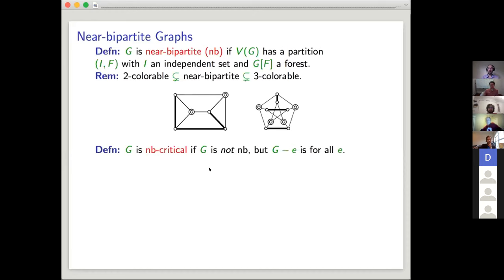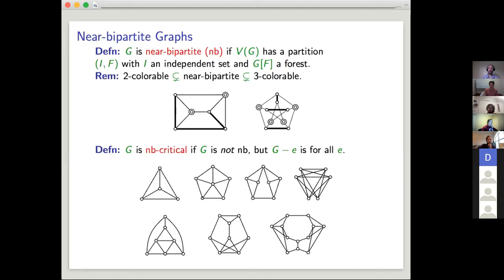Bernard said that he told you a little bit about critical graphs for coloring. So this is a very similar thing, an NB critical graph. NB is short for near bipartite. An NB critical graph is one that is not near bipartite, so it doesn't have this partition, but if you delete any edge, then it becomes near bipartite. Okay. So here are some examples of NB critical graphs.